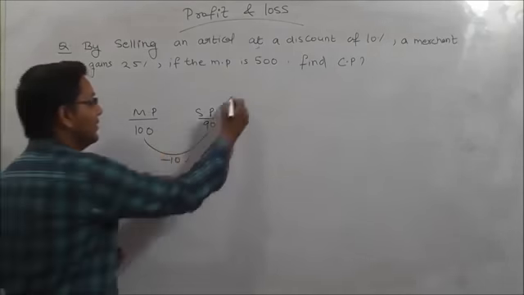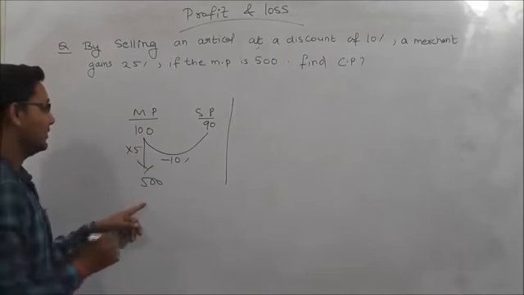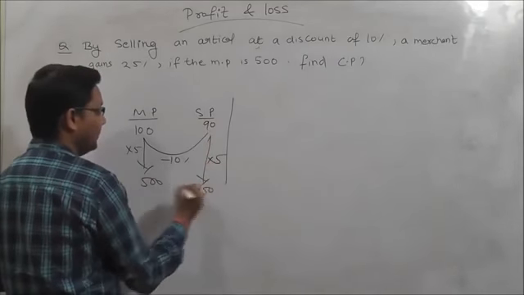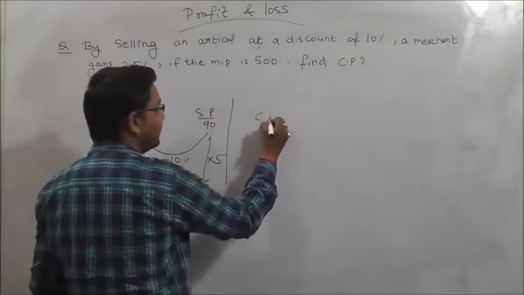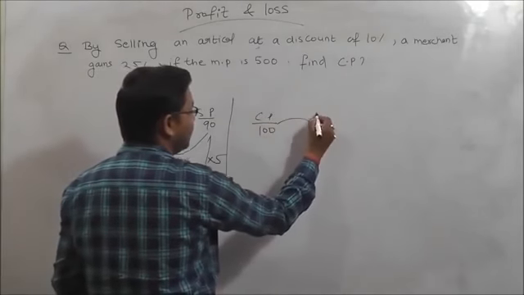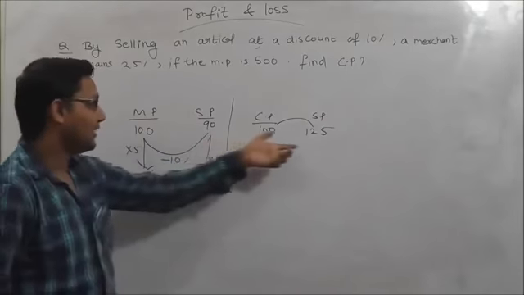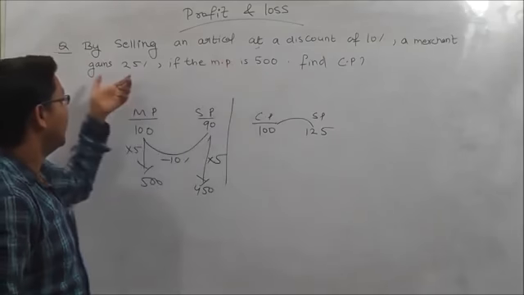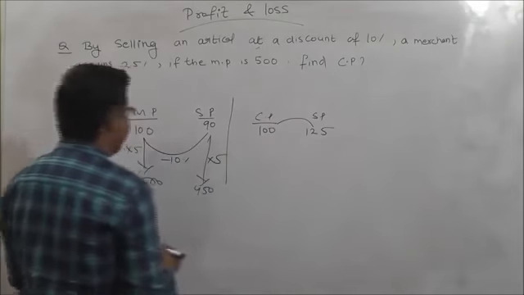See, mark price is given as 500. So 100 into 5 is 500, and here 90 into 5 is 450. Here we have to find the value. So take cost price as 100 and gain percent is 25, so the selling price will be 125. The new selling price will be 125, because the question says if the mark price is 500, a merchant gains 25%.